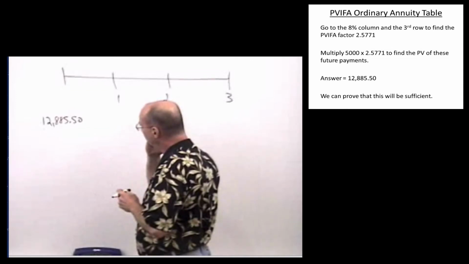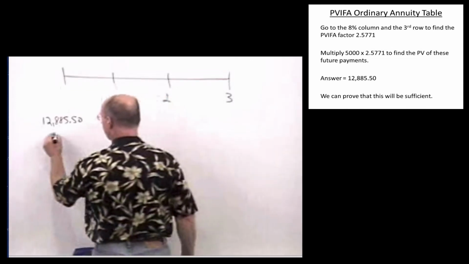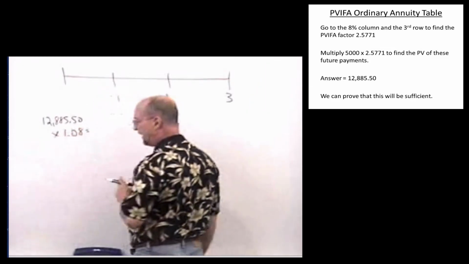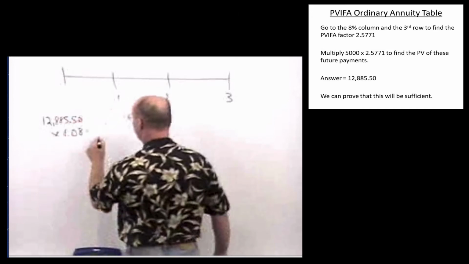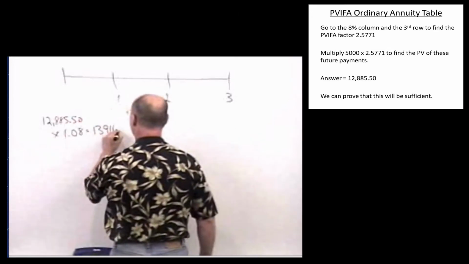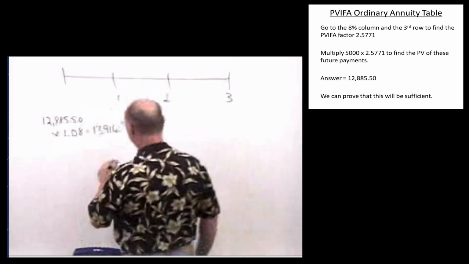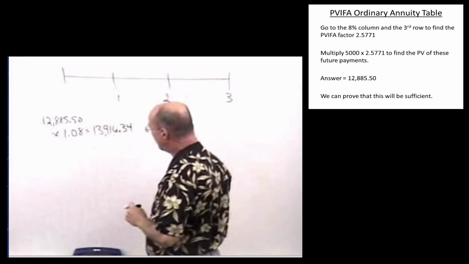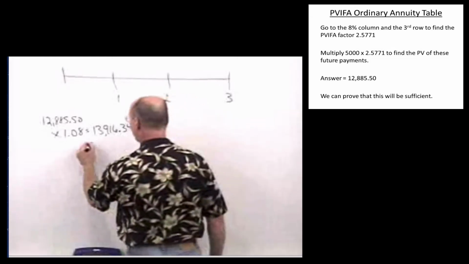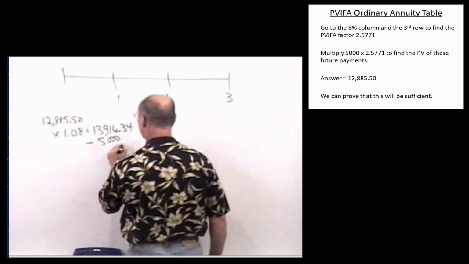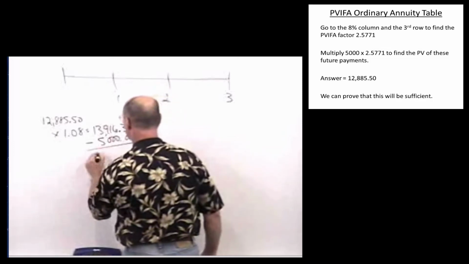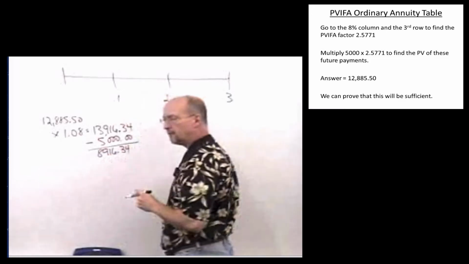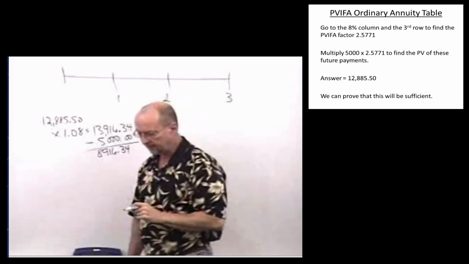If I can earn 8%, at the end of the first period, I will have $13,916.34. Okay? Now, I'm going to make my first $5,000 payment. So I'm going to subtract $5,000, and that's going to give me $8,916.34. I would normally round to the nearest dollar, which would mean you'd have a slight rounding error.